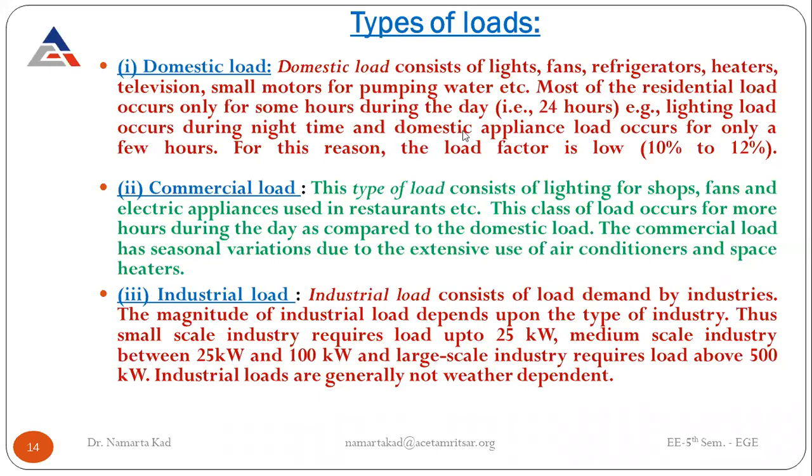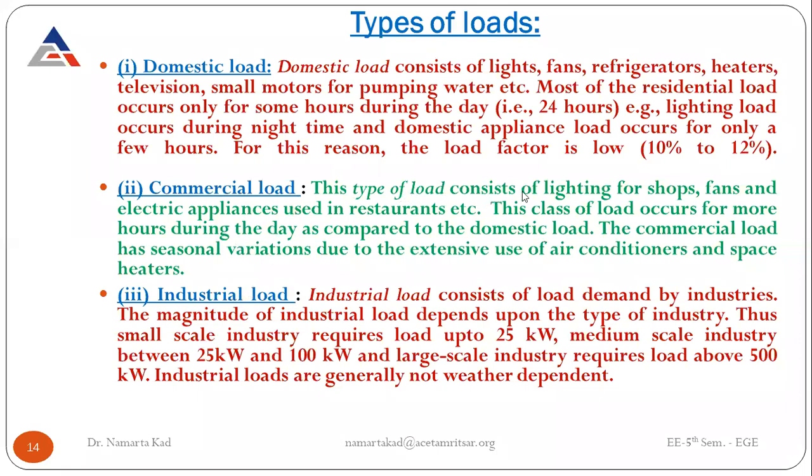Most of the residential load occurs only for some hours during the day, that is, out of 24 hours. Lighting load occurs during night time, and domestic appliance load occurs only for a few hours. Except the refrigerator, which is on for 24 hours, heaters, television, or motor loads we can switch on and off as per our need. So for this reason, the load factor for domestic loading is generally from 10% to 12%.